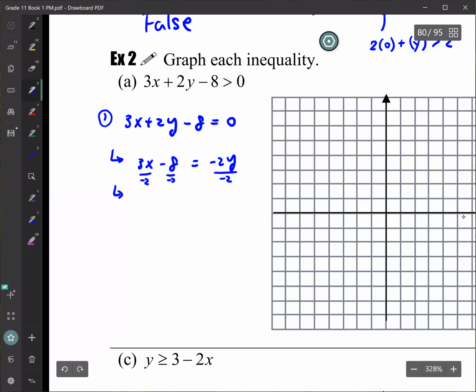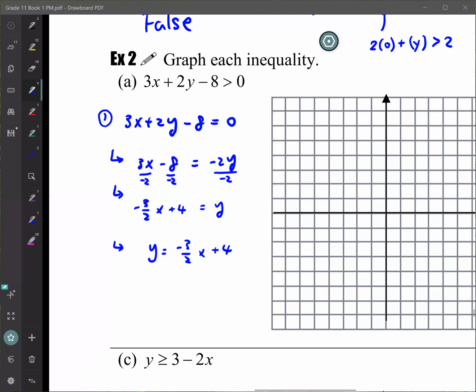And then? Negative 3 over 2x minus 4 equals y. The second part, the 8 divided by negative 2, what does that equal? Oh, plus 4. Yeah, so minus a negative 4 will make it plus 4. Equal to y. So our equation is y equals negative 3 over 2x plus 4. Okay, so now let's graph the line.